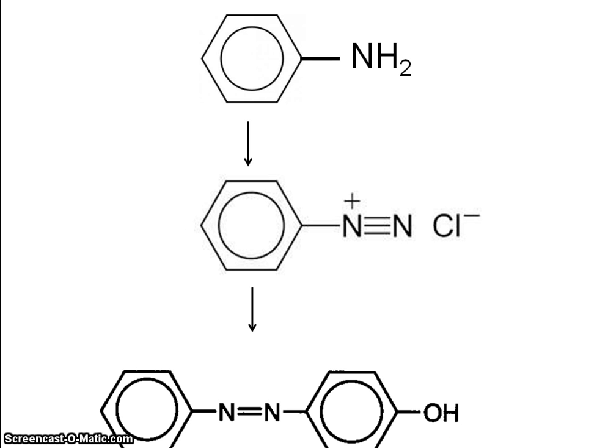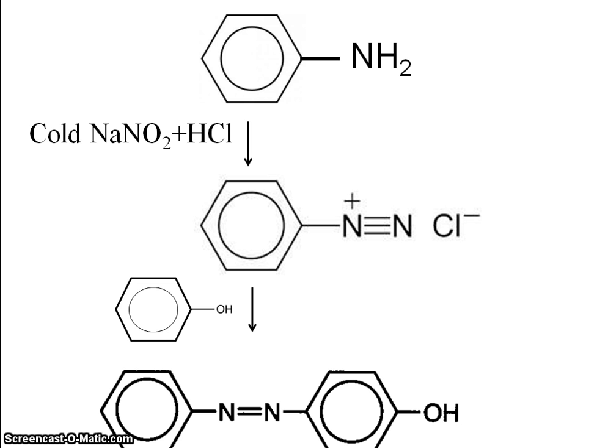So here is the new chemistry. We've got the amine group on the benzene ring, the phenylamine reacting in cold conditions with sodium nitrate(III) and HCl, giving us the diazonium ion, benzene diazonium chloride. And then the coupling reaction with any arene gives us the brightly coloured azo dye molecule.